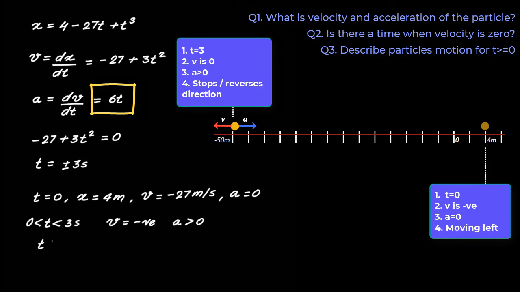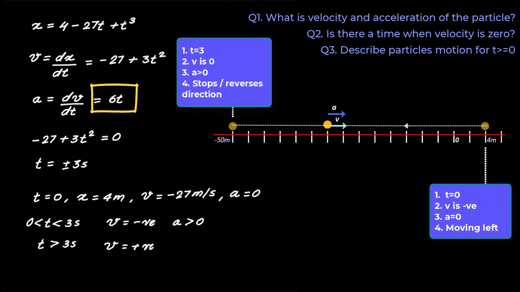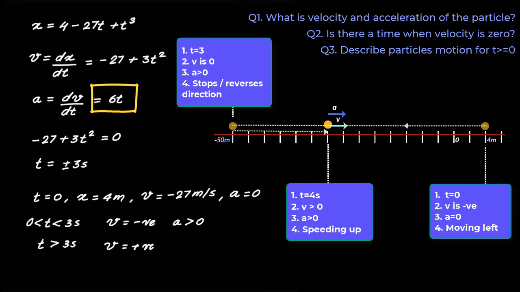For t greater than 3 seconds, using this equation, we find the particle has positive velocity and increases with time and moves in plus x direction. Acceleration also continues to be positive because in this equation, any value of t will give you a positive acceleration, and this acceleration continues to increase in value.